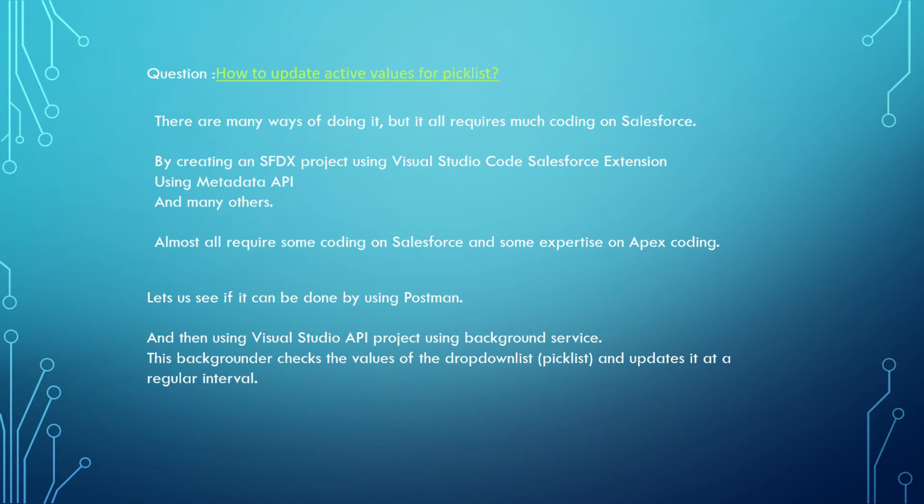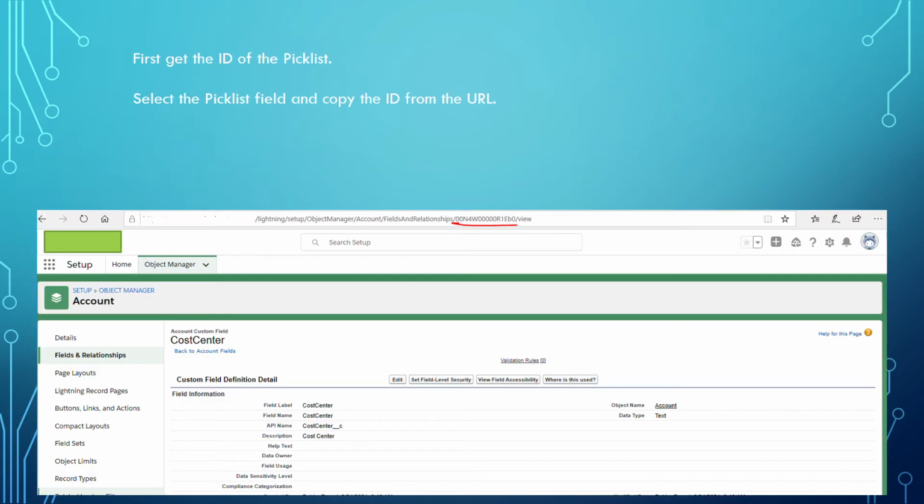First get the ID of the picklist fields. For example I have a picklist called Cost Center which is used on accounts. To get the ID, select the field, then the ID is shown on the URL. Also when you place your mouse over the field name, the entire URL is shown on the bottom. Jot down this ID, case sensitive, or save it on Notepad. This step is very important. If you do not have the correct ID you will get all sorts of weird error messages.